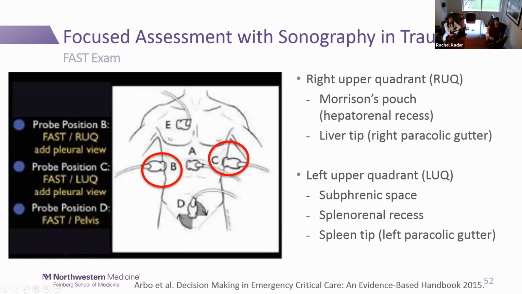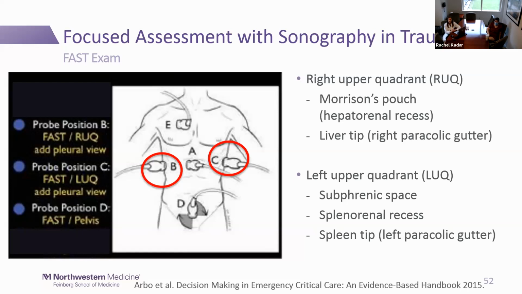So just to review, when you talk about a FAST, or focused assessment with sonography in trauma, again, we said it includes A, B, C, and D, these four views. D we've just talked about, but just to briefly touch on B and C, B is going to be that right upper quadrant, which is Morrison's pouch, the most commonly looked at in the right upper quadrant, and that's because that's where fluid is most likely to go in the right upper quadrant. That's also known as the hepatorenal recess. So that's that area between the liver and the kidney. You also want to make sure you scan out to see that liver tip, so looking all the way to the edge of the liver, and that's your right pericolic gutter.